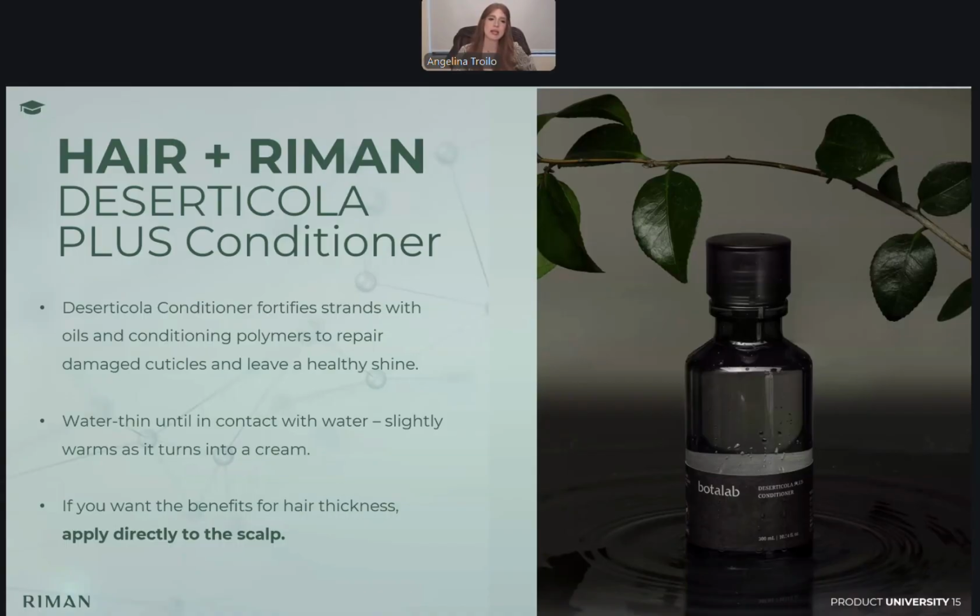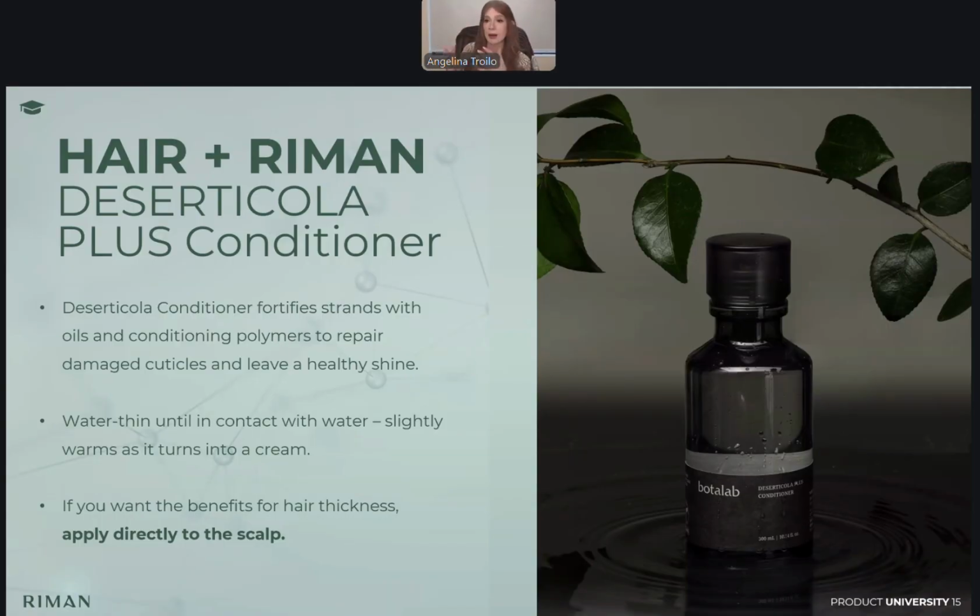Essentially, what happens with the formula is that there is a dissolution or dissolving of specific ingredients in the formula, and this dissolving is actually an exothermic reaction. So when water comes in contact with some of these key ingredients in the formula, it releases heat as those ingredients dissolve, warming the product up slightly while also creaming up slightly at the same time. Now, if you want the benefits for hair thickness or hair density, it's important to utilize the included nozzle to directly apply the conditioner to the scalp.